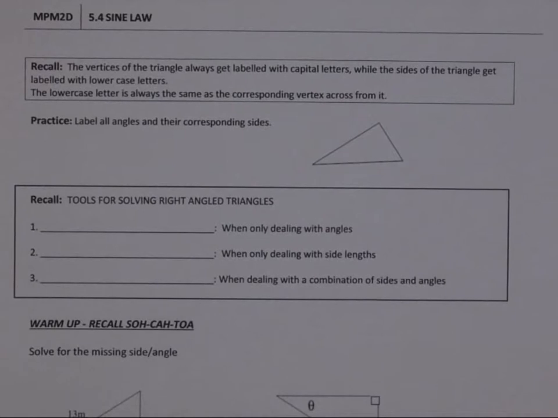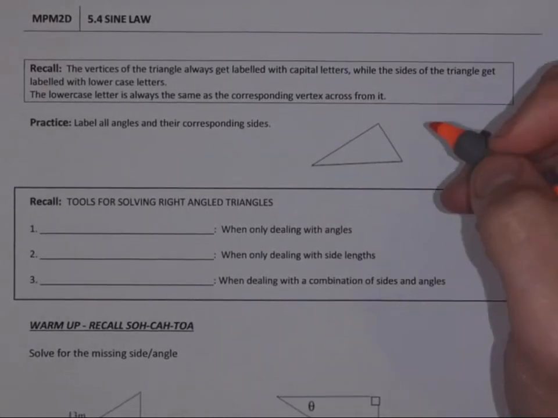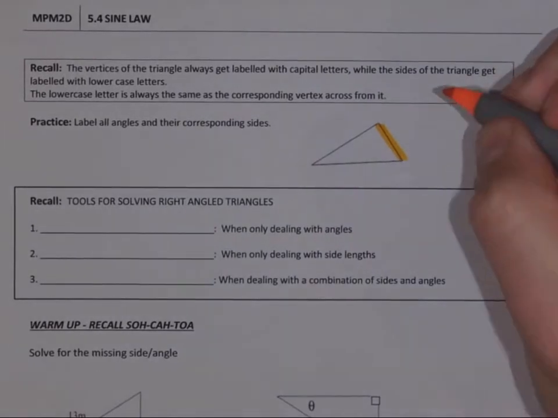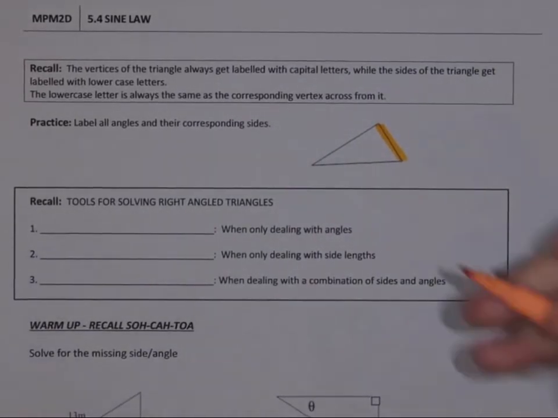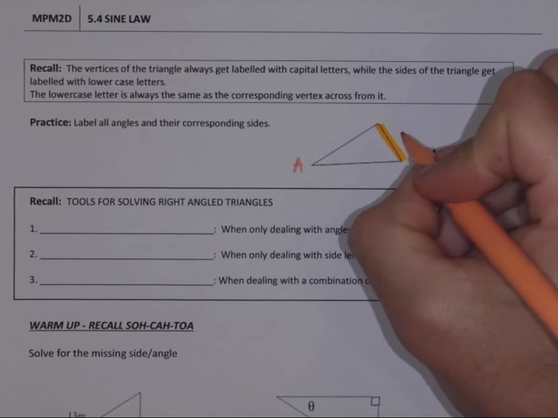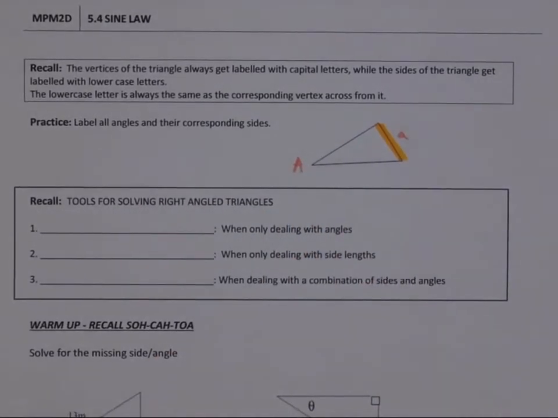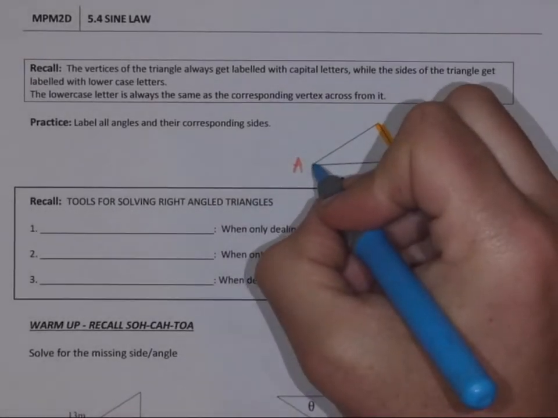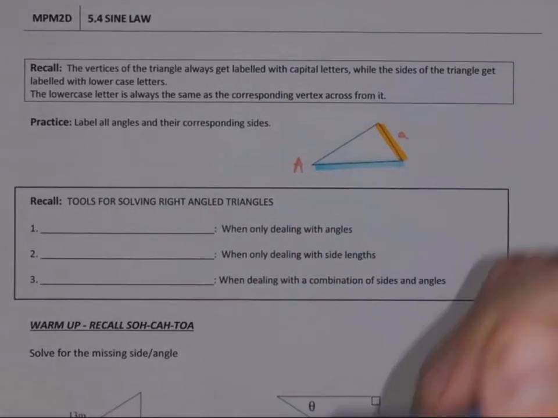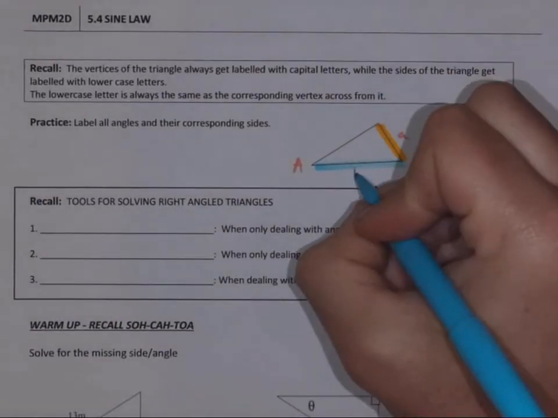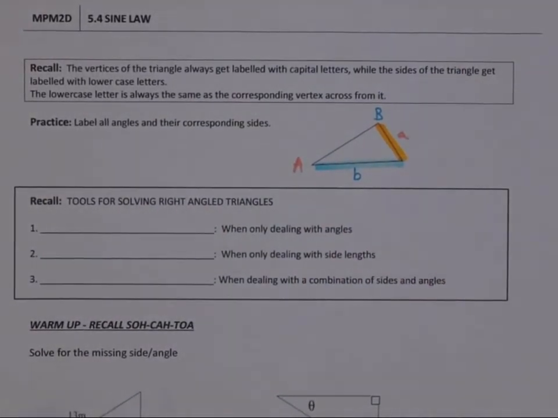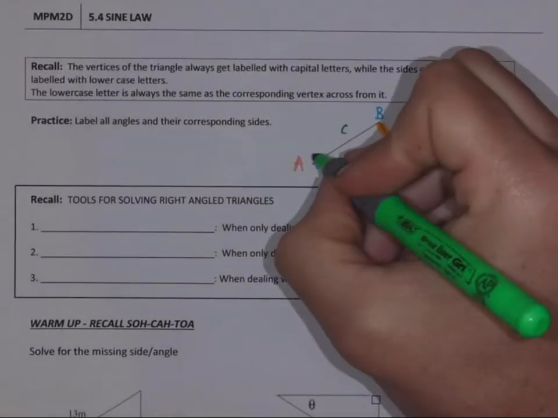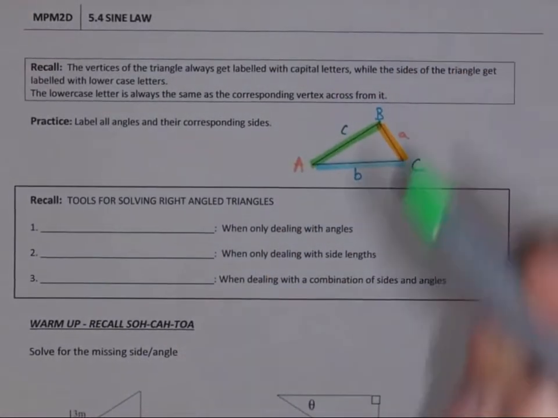Lowercase letter is always the same as the corresponding vertex across from it. What does that mean? Well, if this is side A, then this corner across the triangle is vertex A, or corner A. If this is side B, then across the triangle is vertex B. And then that would make the remaining side side C, and the corner across from it, corner or vertex C.